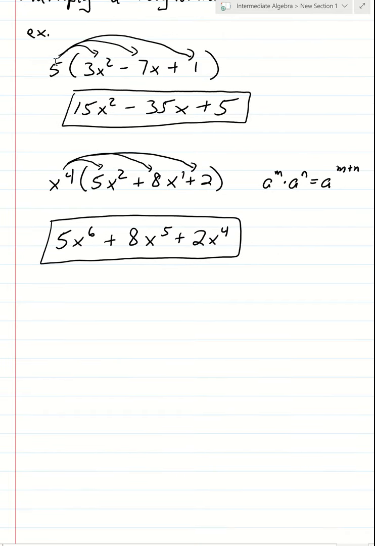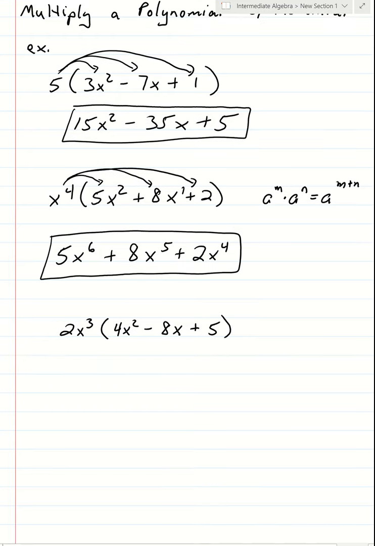Now, in the first example, the monomial was just a number. In the second example, the monomial was a variable expression. But we can also multiply a polynomial, like let's say 4x squared minus 8x plus 5, with a different monomial made up of numbers and variables. For example, I could multiply it by, let's say, 2x cubed. And once again, what we need to do is distribute that monomial of 2x to the 3rd on all 3 terms.